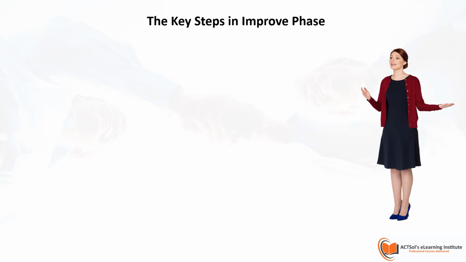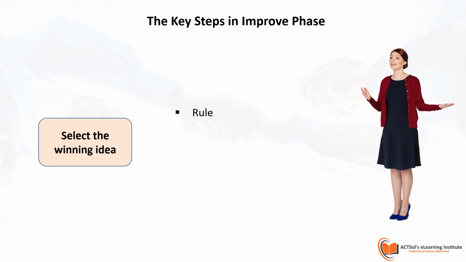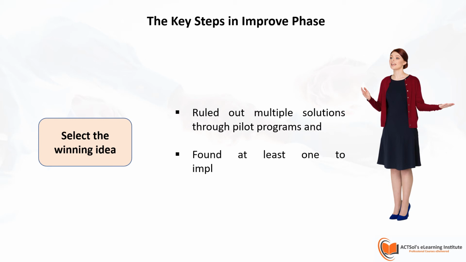Step 3. Select the winning idea. By the end of the improve phase, you should have ruled out multiple solutions through pilot programs and found at least one to implement on a large scale.